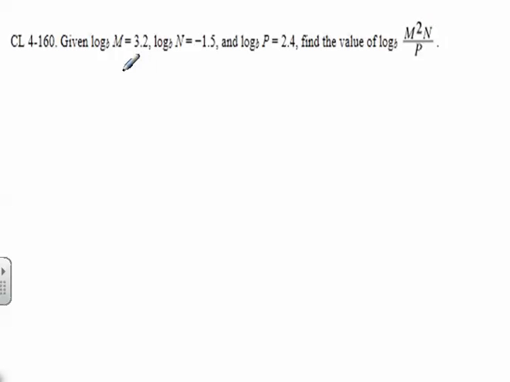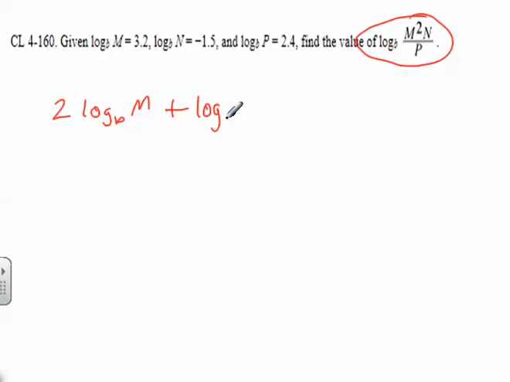So the best strategy here, since we're given these values, is to pull this piece apart using those laws of logs that we learned. This is a times right here, so that indicates adding. This is a divide, that indicates subtracting, and the squared indicates you can move that out in front. So pulling this apart using all of those functions together, I get 2 times the log base b of m plus log base b of n minus log base b of p.